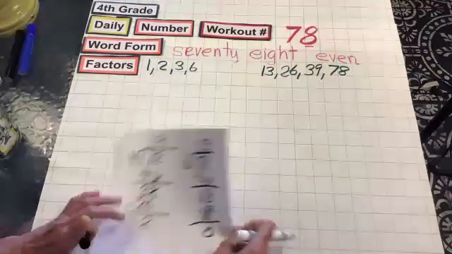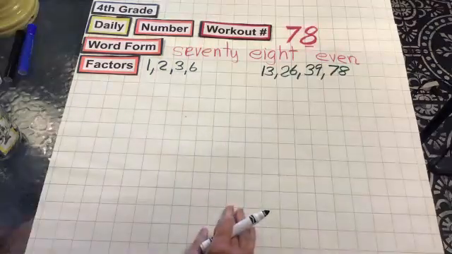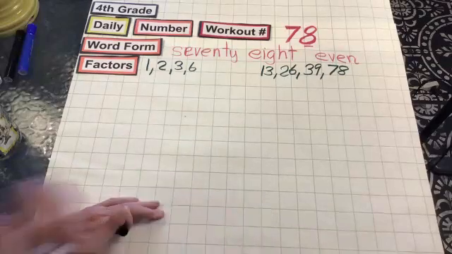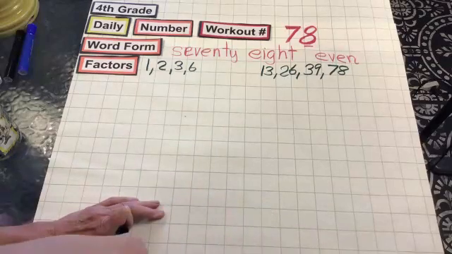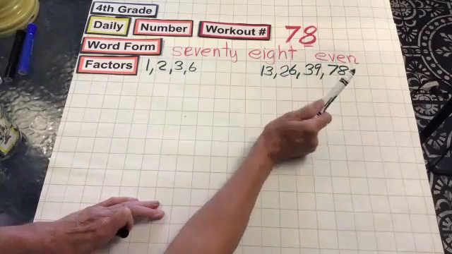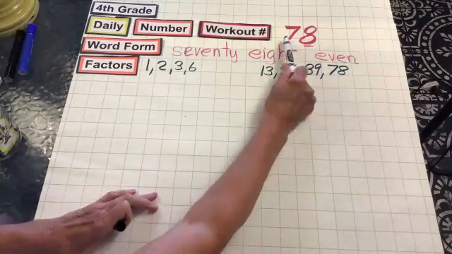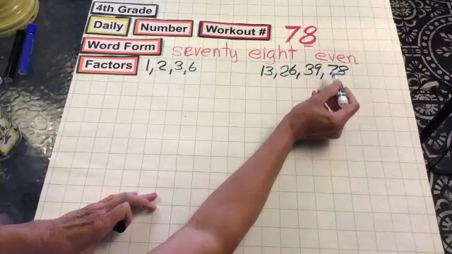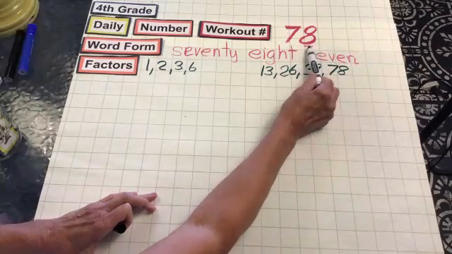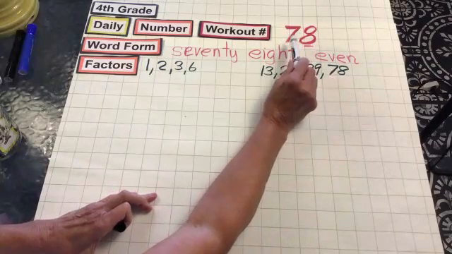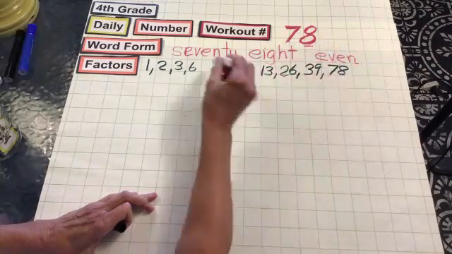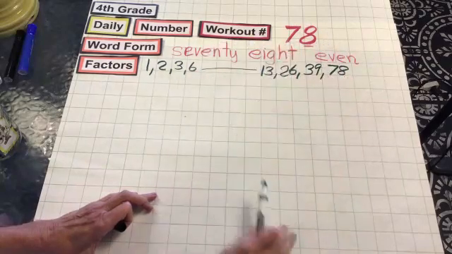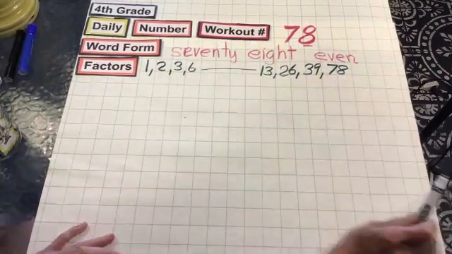Does 7 go in? Well, 7 goes into 70 and 77. So it would not go into 78. Does 8 go in? Well, 8 goes into 72 and 80. Does 9 go in? Well, 7 plus 8 is 15. 1 plus 5 is 6. So 9 doesn't go in. 10 doesn't go in because it doesn't end in a 0. 12 doesn't go in because 12 goes into 72, then 84. So we are done. So nice job working with factors there.